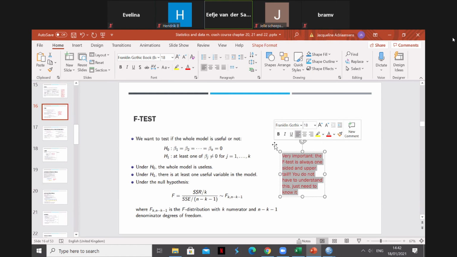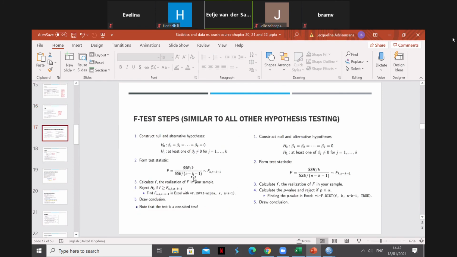The F-test is always one-sided and upper-tailed. Remember that I said the t-test can be upper-tailed, it can be lower-tailed, or it can be two-tailed. The F-test can only be upper-tailed. We don't know why. It's just true. It is just true, and we assume it to be true. Okay, so here's the F-test.